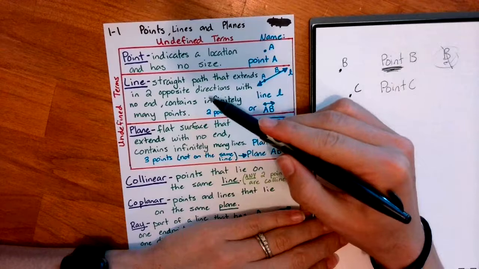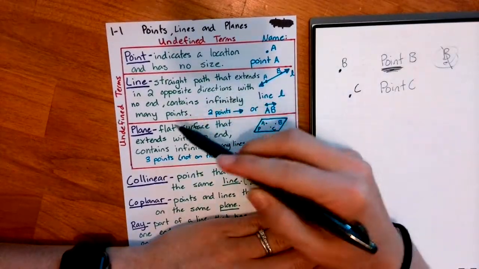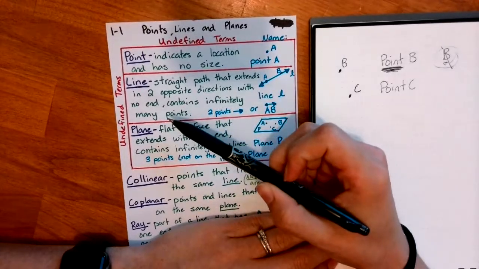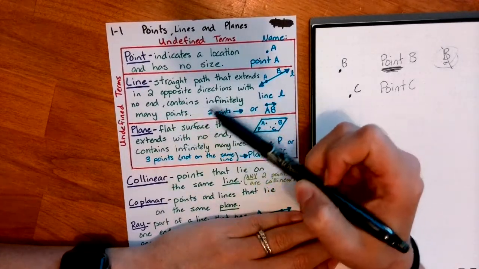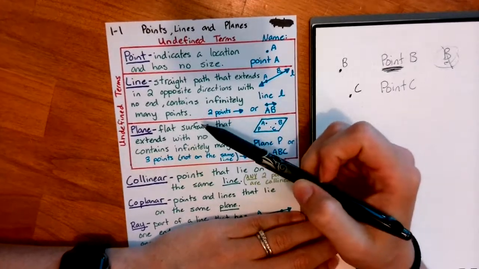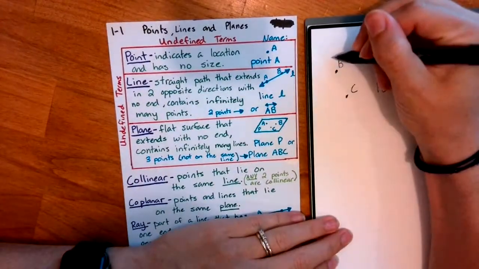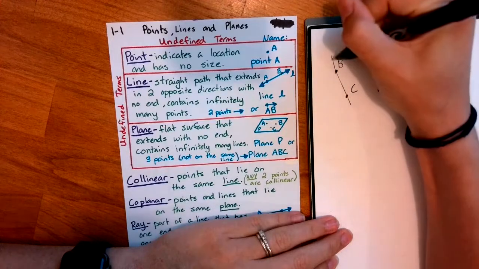So our next one is a line. So it's a straight path that extends in two opposite directions with no end. Okay? And it contains infinitely many points. So a line can be any 2 points can connect to be a line. Okay.